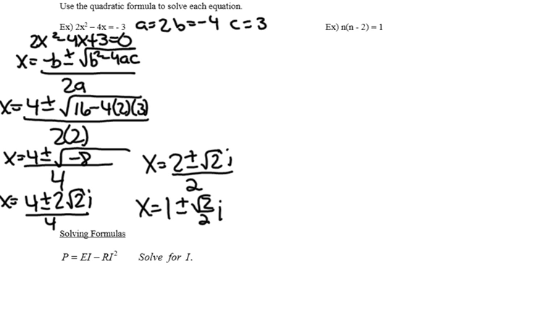Okay, so let's take a look at the other example that's on the top right of this page here. First of all, this does not look like a quadratic equation. So I'm going to distribute the n and then subtract 1. Okay, let's identify A, B, and C. A is 1, B is negative 2, and I'm going to put C down here as negative 1.